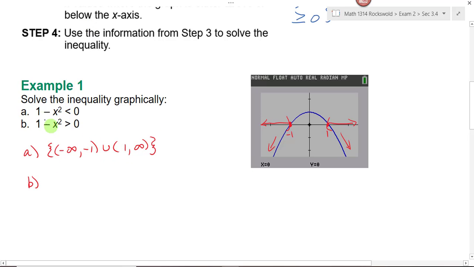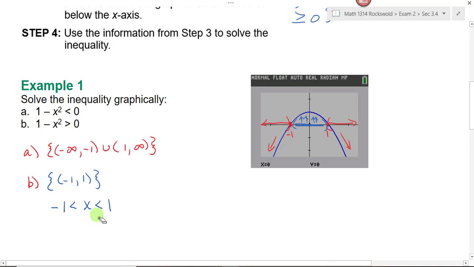For part B, I want to know where is this quadratic expression greater than 0. Greater than 0 means where is it above the x-axis. So that's going to be here in between -1 and 1. And the way that I express this interval using interval notation is it's the interval that goes from -1 to 1. How would I express this if I was asked to write this answer using an inequality?